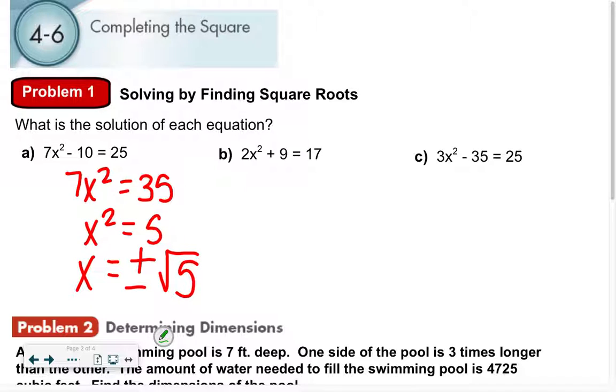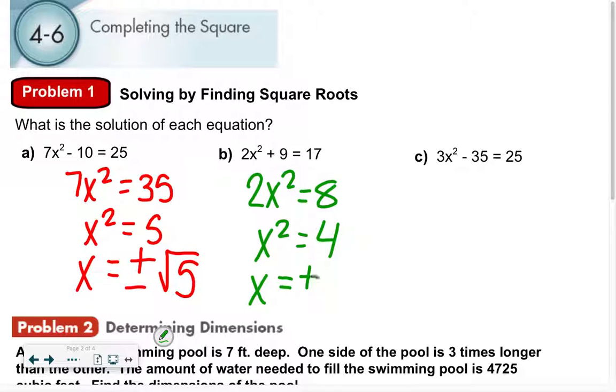Okay, B. What am I going to do with that 9? Subtract it. So I get 2x squared equals 8. Divided by 2, Jay says. So I got x squared equals what? 4. Now that I take the square root, is the square root of 4 nice? Yes. It is what? Plus or negative 2, and I need to do my plus and minus 2. Square root of 4 can be plus 2 or minus 2.